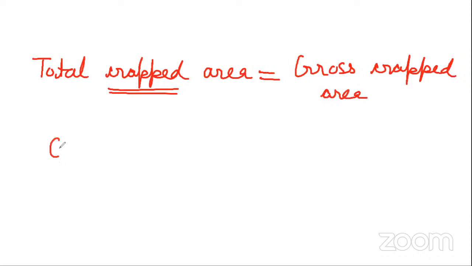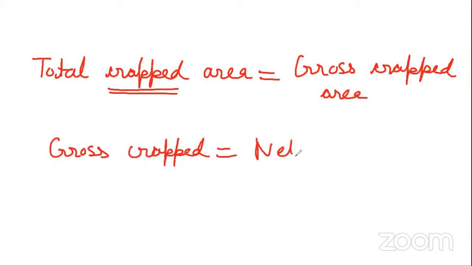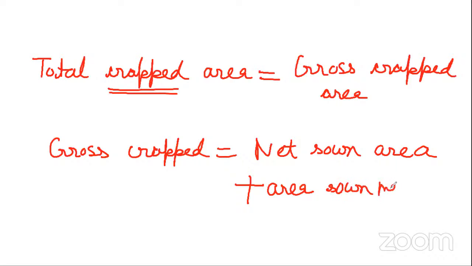But if someone asks you how you are going to calculate this gross cropped area, whatever net sown area you have, to that net sown area we will be adding the area sown more than once. Whatever area we are sowing more than once will be added again and again.